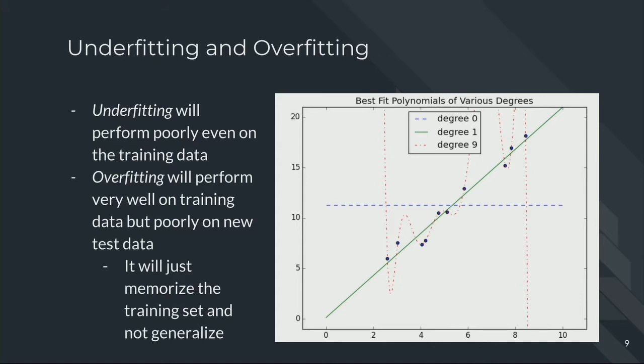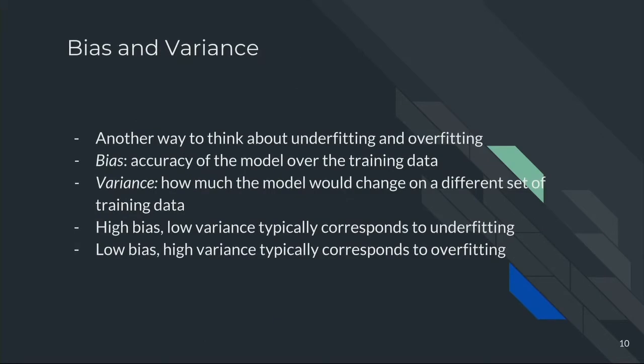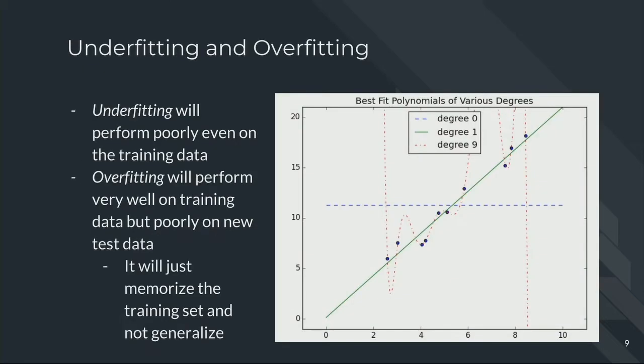Just one other way to think about this is in terms of bias and variance. Bias is basically the accuracy of the model over the training data. And variance is how much the model will change if you use a different set of training data, so a different sample from your population. Coming back to this picture, we see that this blue curve has very high bias because it's not very accurate on the data. But if we did a different sample, we'd probably find a similar average, so its variance is low.